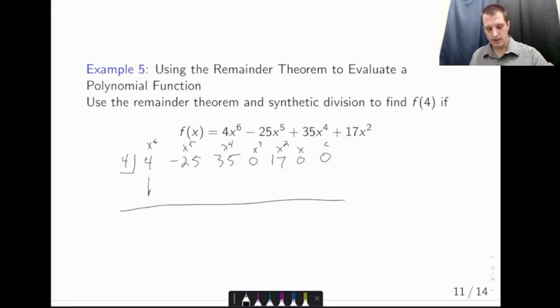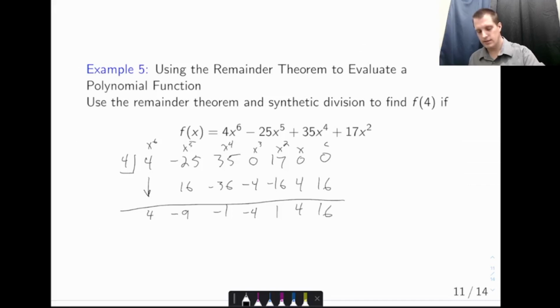So let's get started. Bring down the 4. 4 times 4 is 16. -25 plus 16 is -9. 4 times -9 is -36. That gives us a -4. I'm just multiplying and adding, folks. I'm not doing anything special here. 0 minus 4 is -4. Gives us a -16. Gives us a 1. Gives us a 4. 4, and then 16. So we're using the remainder theorem. So our remainder here is going to be 16.